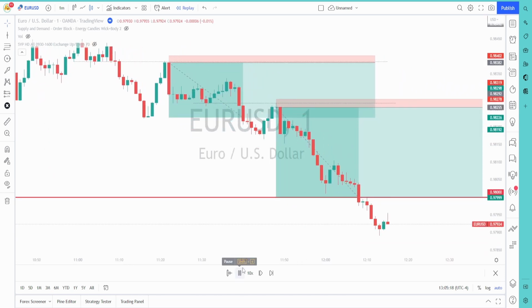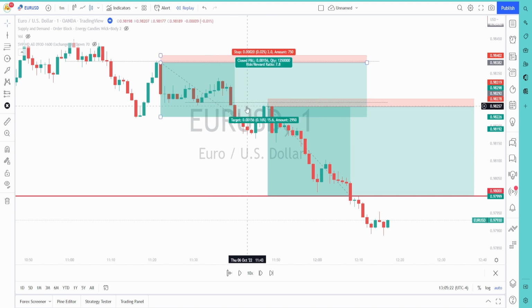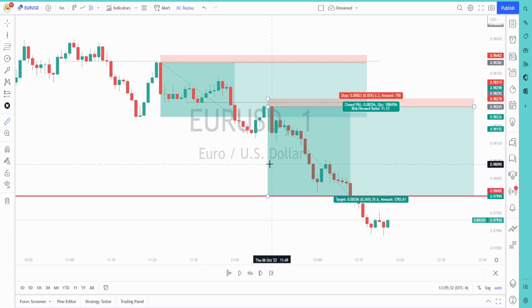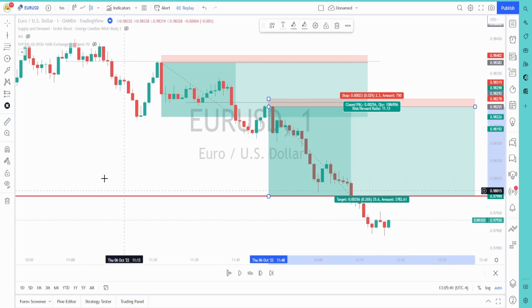Here we go, another trade. This one went quick. Came up, tested the area, didn't close above it. Enter in on the trade. Risk to reward was 11.13, and it was a 20-minute trade. And this happens over and over again.